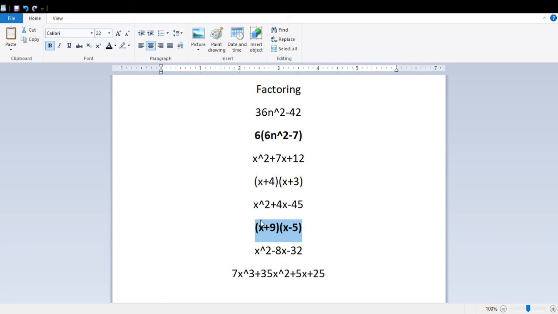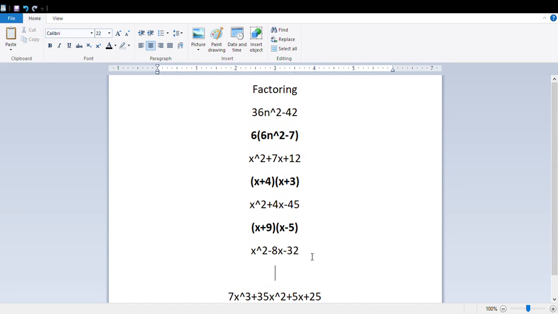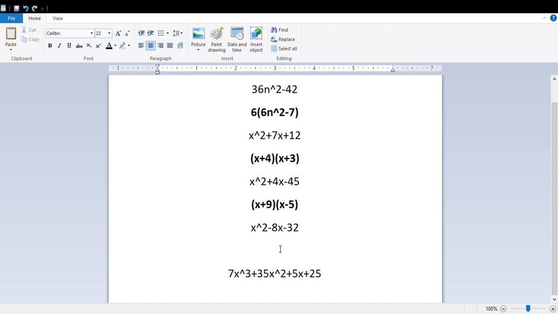Let me bold this in for you guys as well. Alright, so let's go to the next one now. So we have a trinomial, right? Again, same thing. Let's figure out what two numbers, if we multiply them together, equal this, and if we add them together, equal negative 8.